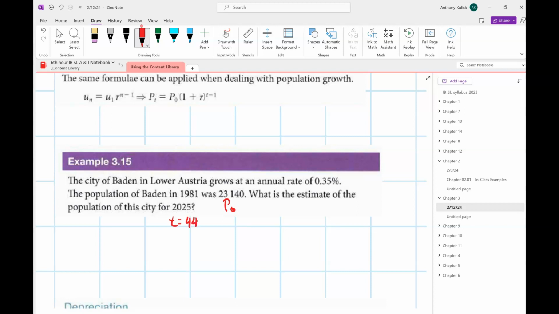Everybody agree with that? P of 44 should be 23,140 times 1 plus, this is our R, obviously. Got to be careful, though. Got to convert that percentage to a decimal. We should be good there.